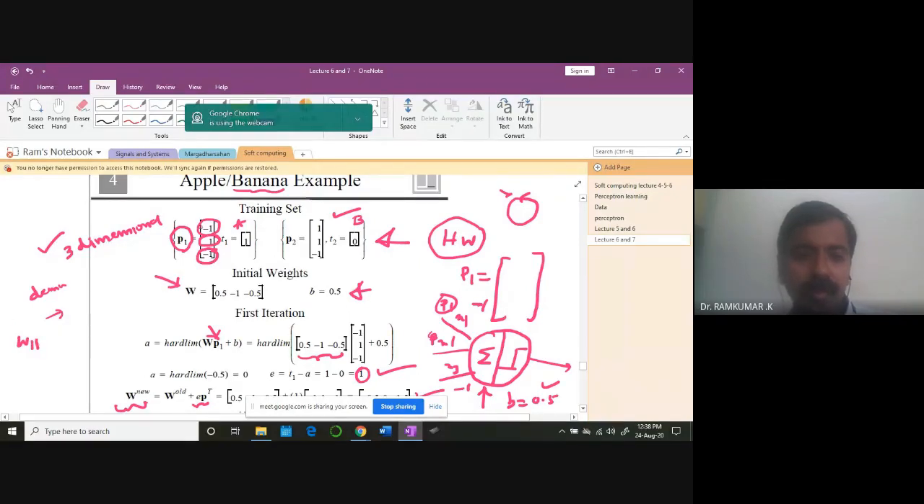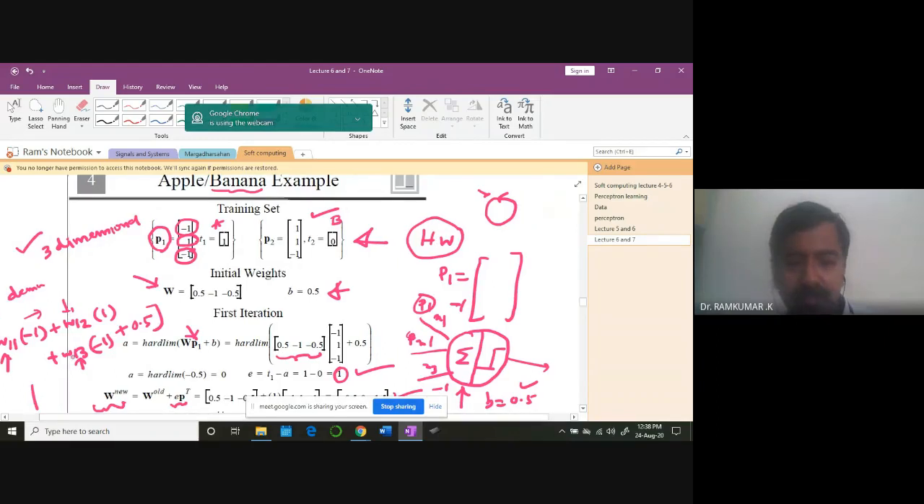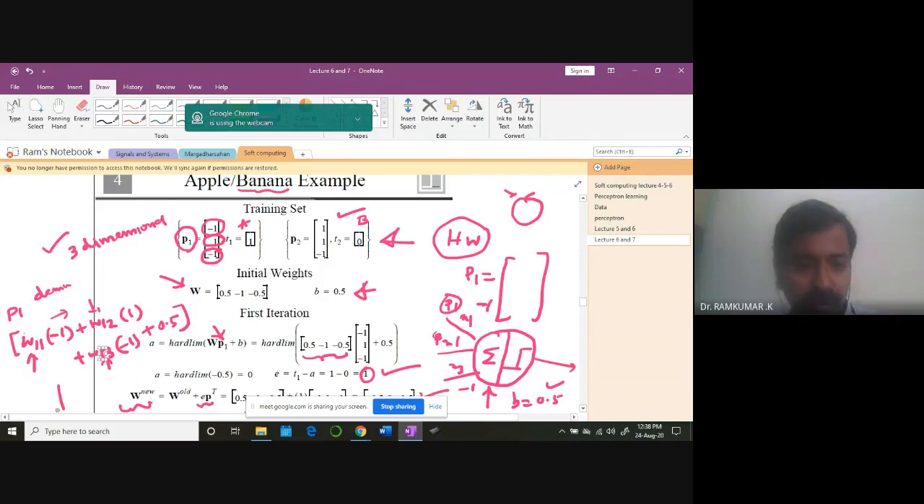W11 times the first value -1, plus W12 times the second value, plus W13 times the third value -1. For the first pattern P1, it will be like this: addition of a linear combination of these 3 values, plus bias. Bias is 0.5. If this passes through a step function, based on initial random weights, whatever value you get, the output can be either 1 or 0.